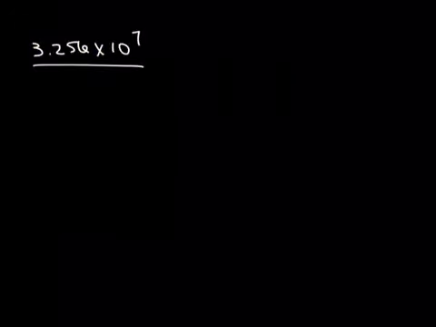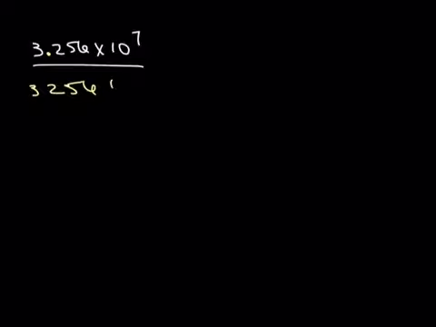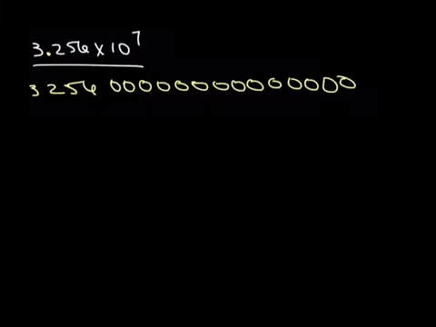Okay, so this is in scientific notation. We want to write this in expanded form. So there's my decimal. I'm going to do the same thing. I'm just going to add a bunch of zeros here. It doesn't really matter how many you put on here. I mean, I can just add hundreds if I want. But okay, so let's go there.